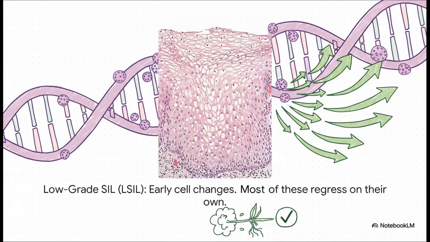First up, let's look at a low-grade lesion, or LSIL. Under the microscope, you can see some early, mild changes in the cells. This just means the virus is active. But here's the important part. Remember how strong our immune system is? Most of these LSILs will actually just go away on their own without any treatment at all.